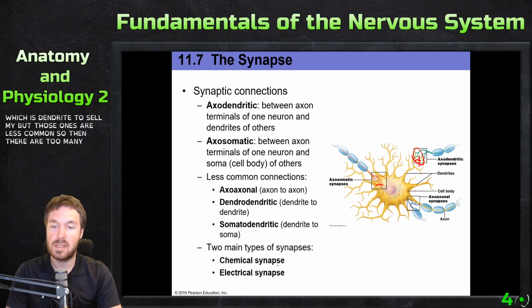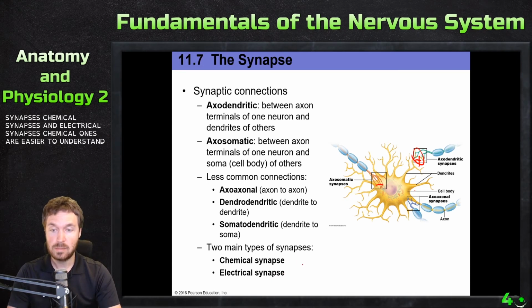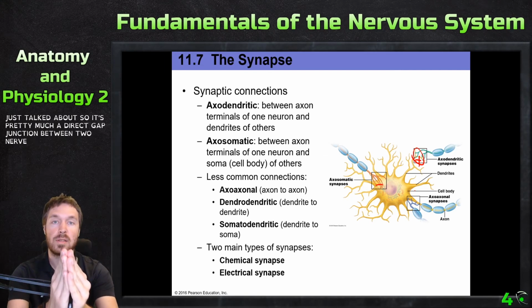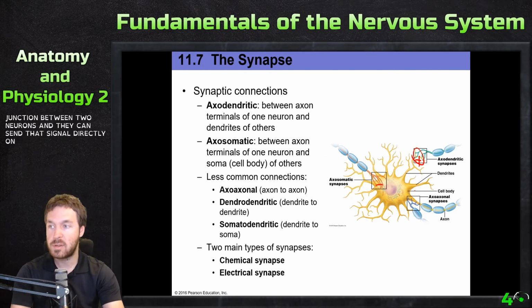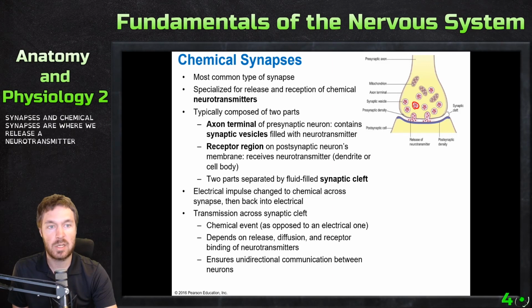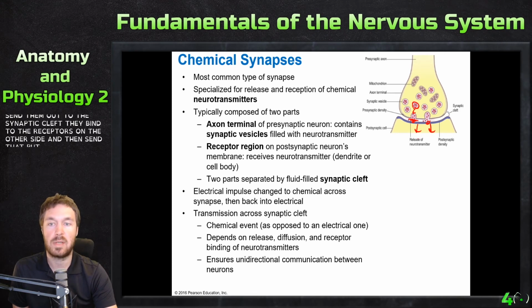So then there are two main types of synapses: chemical synapses and electrical synapses. Electrical ones are everything we just talked about. So it's pretty much a direct gap junction between two neurons, and they can send that signal directly on. But first here, I want to talk about chemical synapses. Chemical synapses are where we release a neurotransmitter packaged in these little vesicles. They're released, sent out to the synaptic cleft. They bind to the receptors on the other side, and then send that potential down the other one.